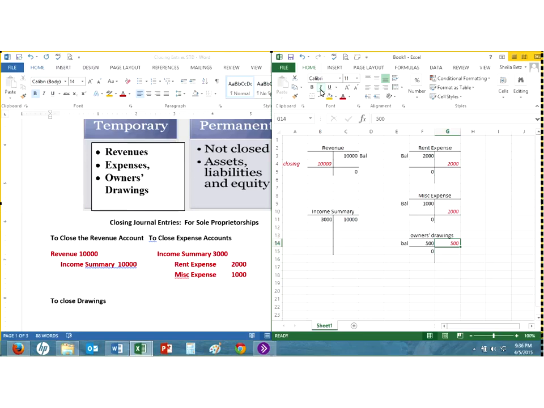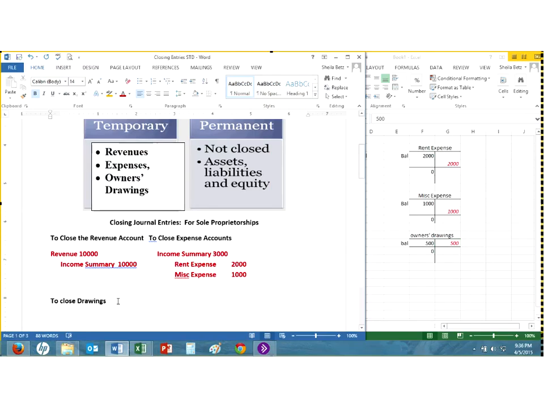Now, here's the little tricky part. Because you're thinking, all right, we closed revenue and expenses to income summary, so I bet owner's drawings is closing to income summary. Actually not, because drawings is directly related to the owner's capital. We're going to close it to the capital account.